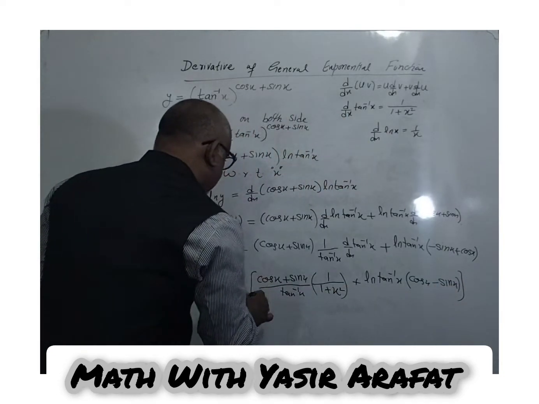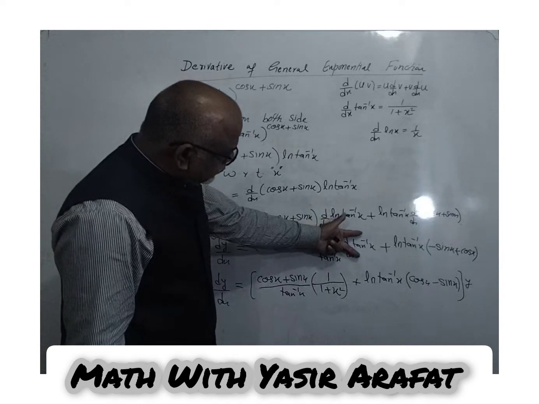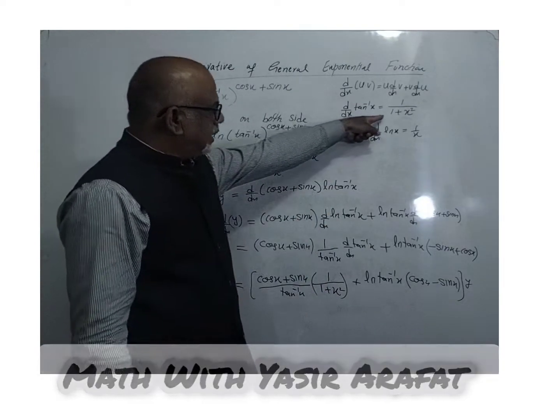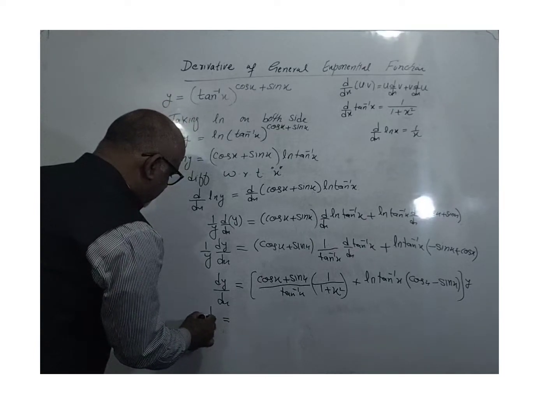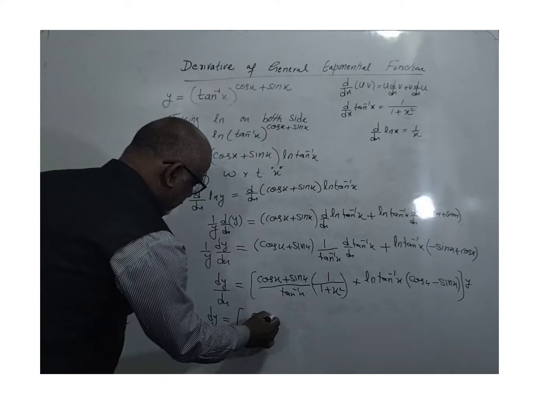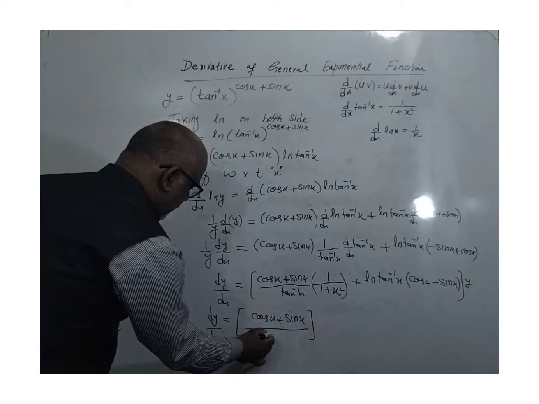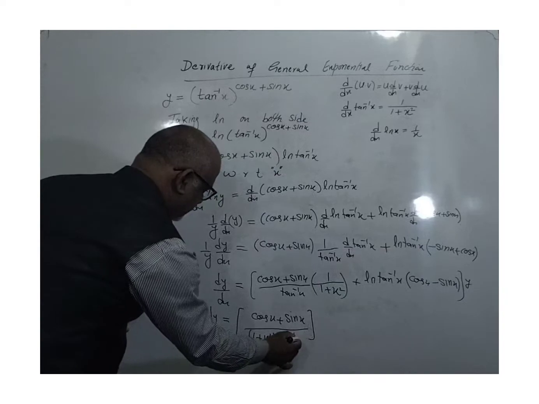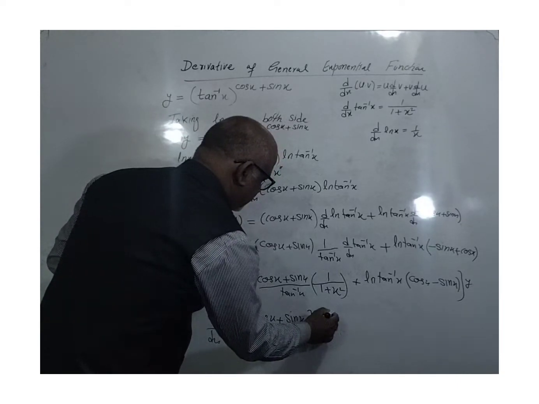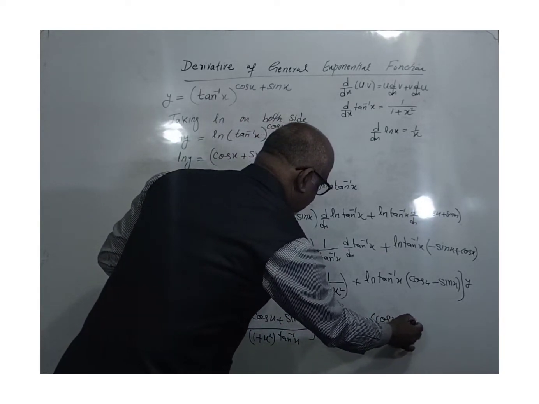And we have to shift this y to the right hand side. So here the derivative of tangent inverse is 1 upon 1 plus x square. We have the formula here, so we just have to put the value there. dy upon dx is cos x plus sin x into 1 plus x square tangent inverse, plus ln tangent inverse x into cos x minus sin x.